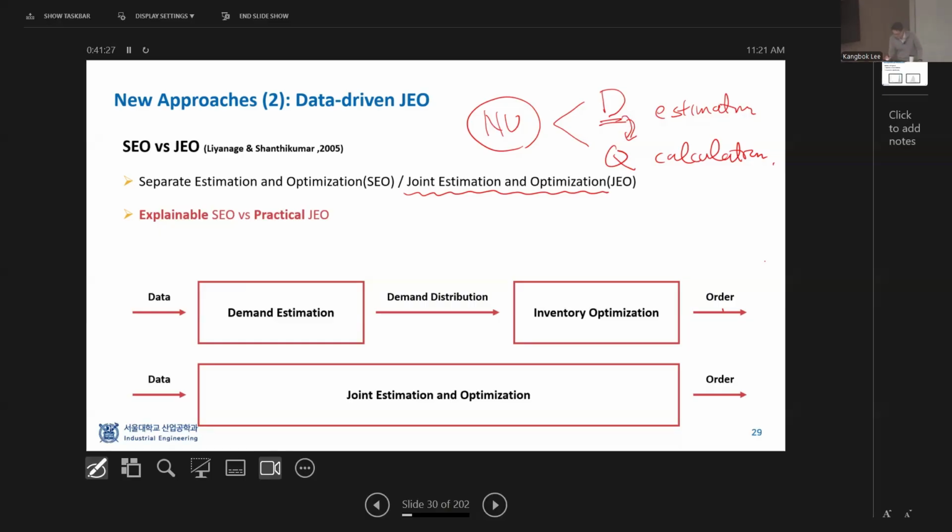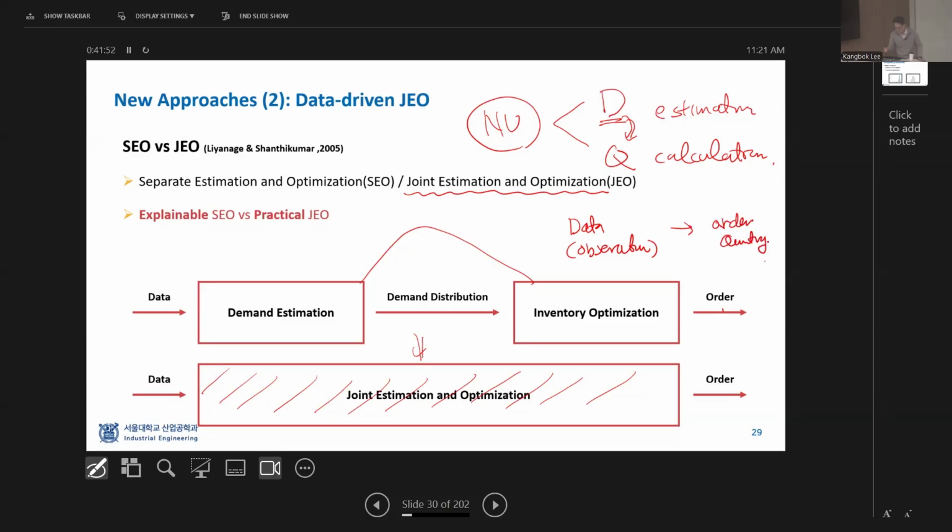However, these days we are trying to integrate these two different parts into one, and now we want to map the data, or in other words, some of the observations, into order quantity directly. So it's actually a one-by-one pair, because if we happen to decide one order quantity, we will see one realization of a total inventory cost.